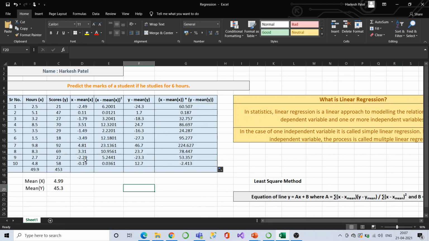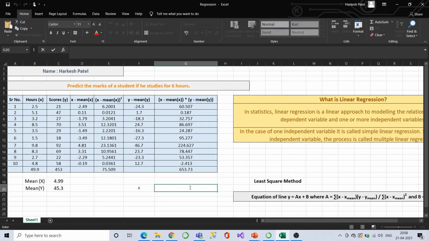So we have just found out all the values. Now we need the summation of this. So we'll just find the summation. What we need is x minus mean of x the whole square. We'll just find the sum. Then we need the summation of this, right? Okay. So what would be a?